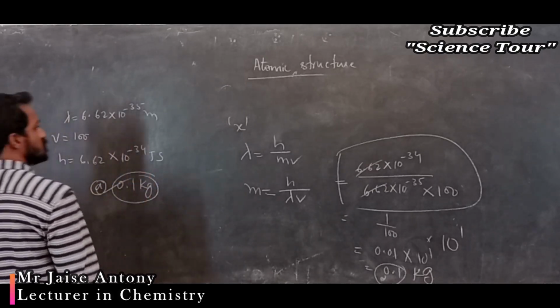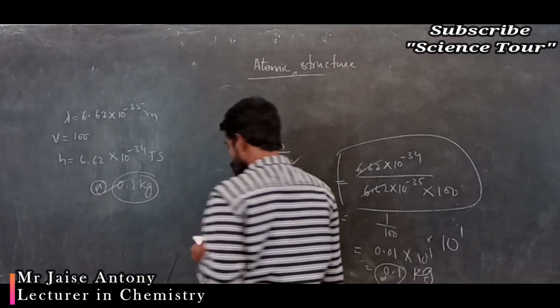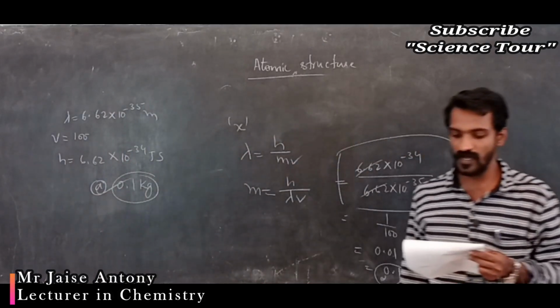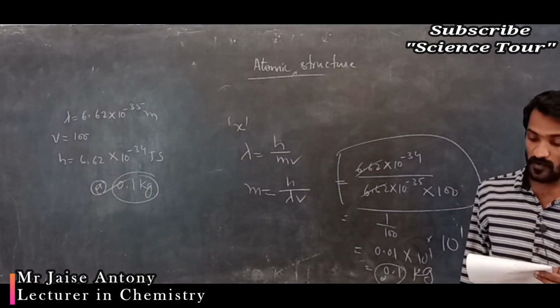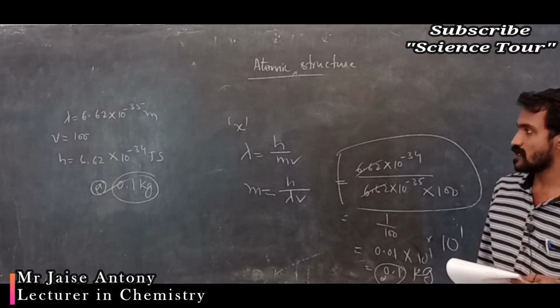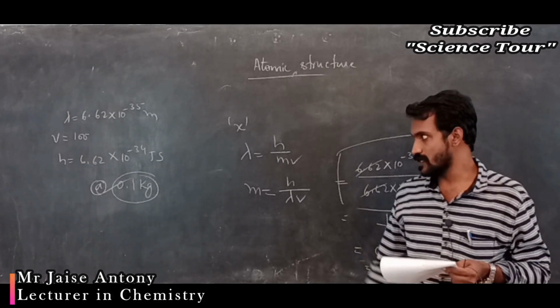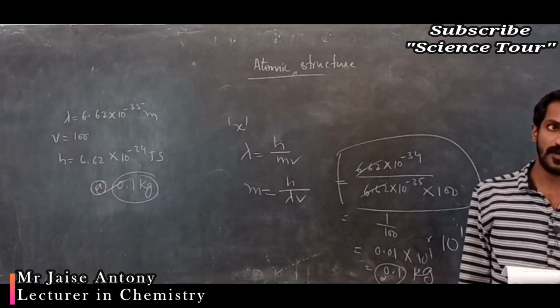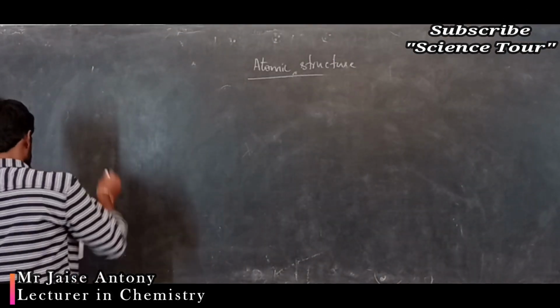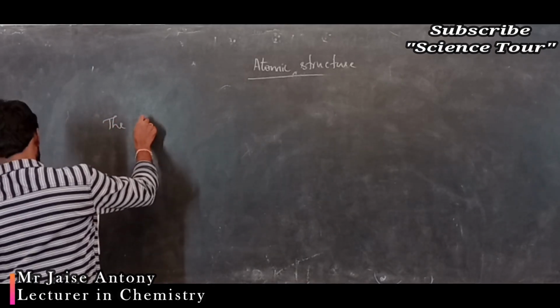Correct answer. See, my dear student, option B is given 0.25 kg, option C is given 0.15 kg, option D is given 0.2 kg. Correct? No? So these are actually 0.1 kg. A. Okay. And next question is the probability of finding electron in orbital.